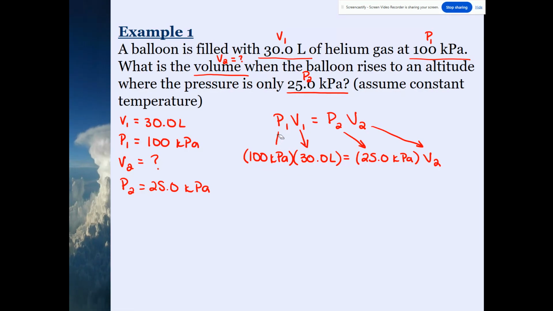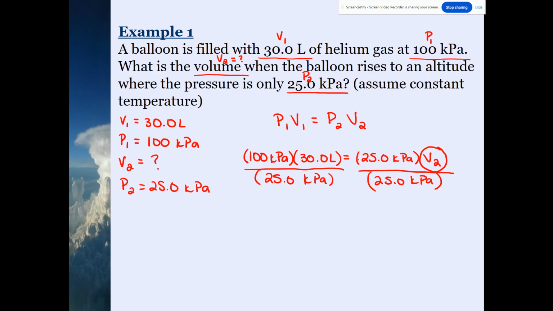Okay? So when you're rearranging for a certain variable, right now my V2 is multiplied by P2. I want to get V2 by itself. I need to isolate for it. Okay? So what that means is I need to do the opposite. Right now it's being multiplied by 25, so I need to do the opposite, which is divide by 25 on both sides. What I do to one side of the equation, I have to do to the other side of the equation.